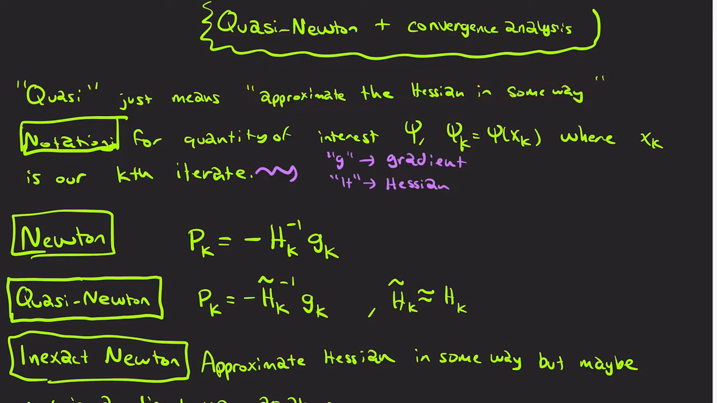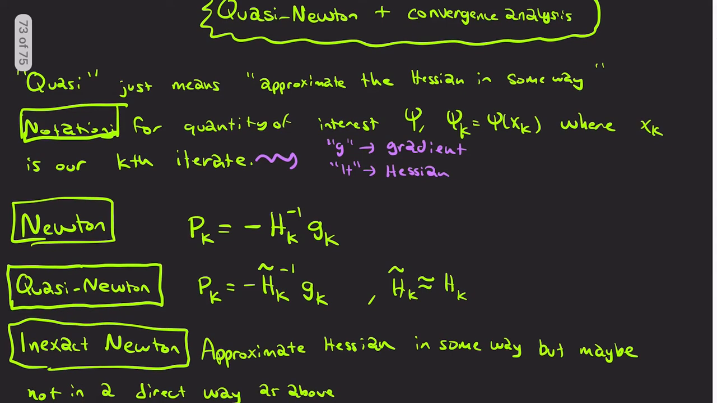Just as some notation, whenever I do a subscript k and it's not obvious what I'm referring to, that just means take that field and evaluate it at xk. So for example, if I give you the gradient, I'm also going to label that with G, and I'm going to label the Hessian with H. If I write Hk, that just means H of xk, and Gk is G of xk.